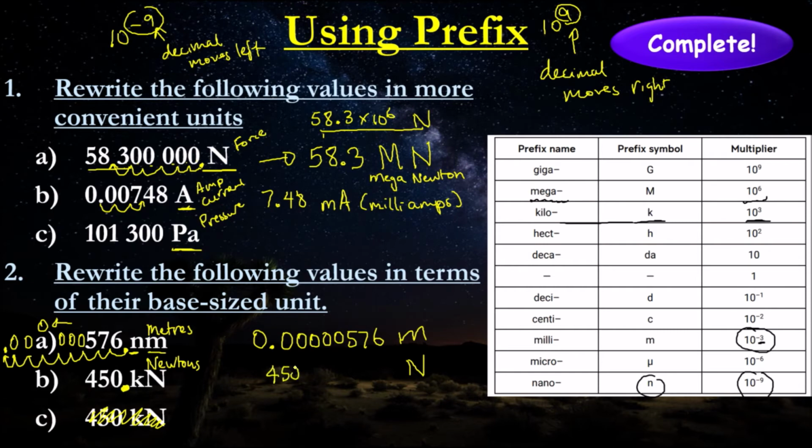So 450, there's our decimal, goes 1, 2, and 3. Okay, so our final number would be 450,000 newtons. Okay, so I'll get rid of that. So this would be my final number there. Okay, so if you didn't quite get that, replay this section of the video. If you're comfortable, let's move on.